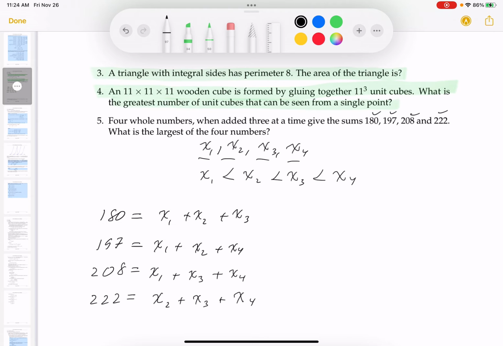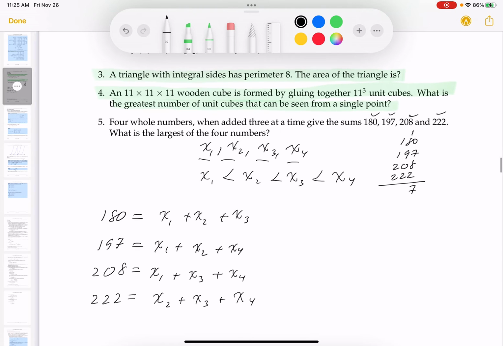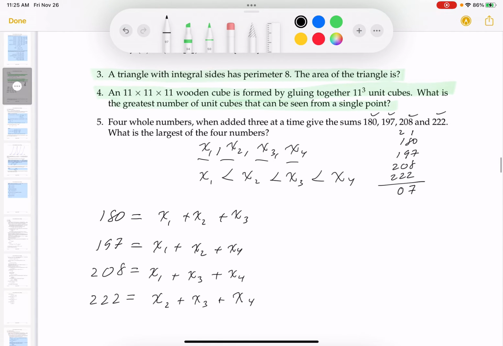And what I want to do is add all the equations together. And if I did that, it's some work though, isn't it? So I'm going to do 180, 197, 208, and 222. Let's see if we can add them together. Let's see, 10, 17, 18, 20, 2, 4, 5, 6, 7, 8. So I'm going to say 807 if I add them all together.